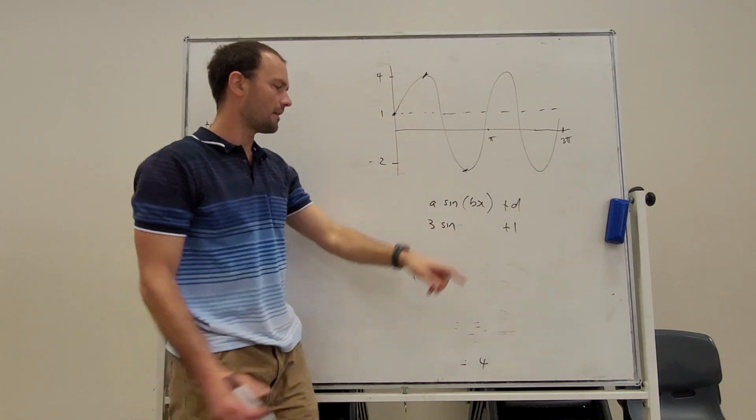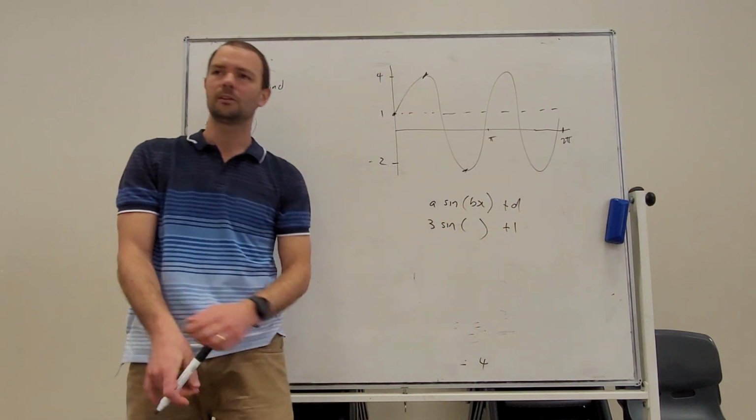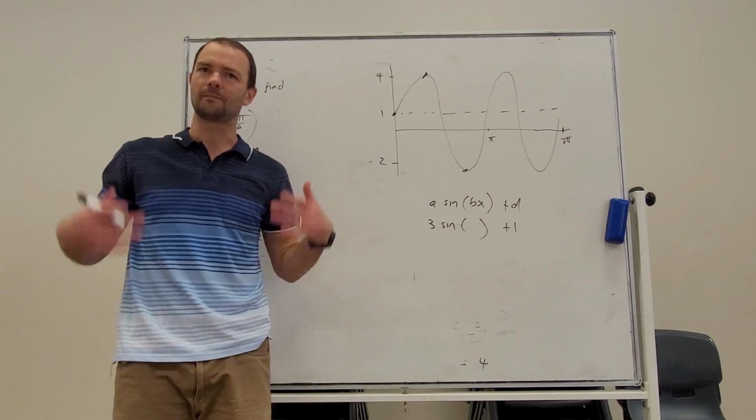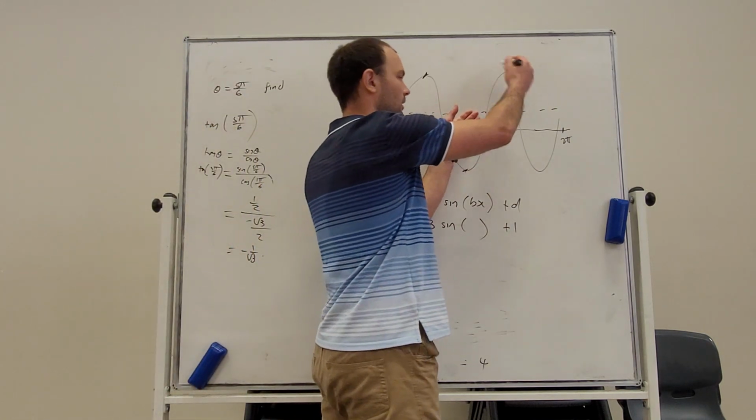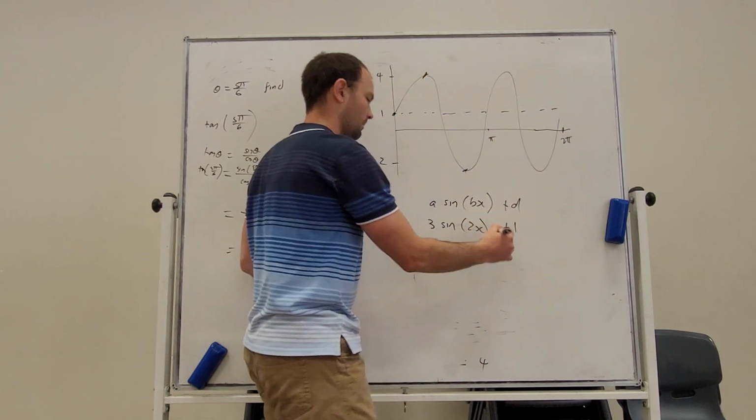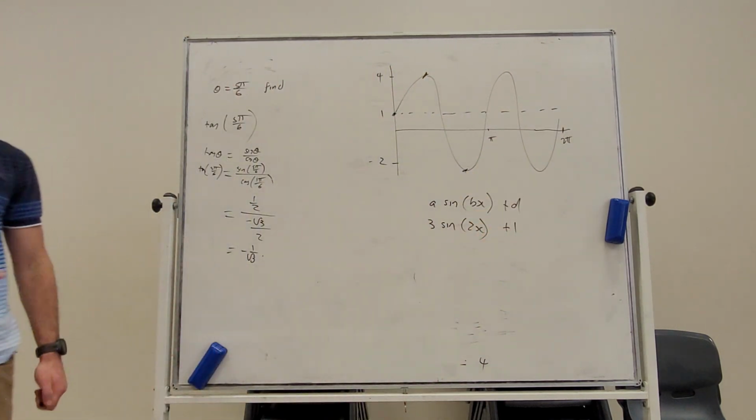Sine, and then we have this bx, and the value of b is just how many wavelengths there are in 2 pi. We can see we've got 1 wavelength in pi, 2 wavelengths in 2 pi. So that would be the equation of this function.